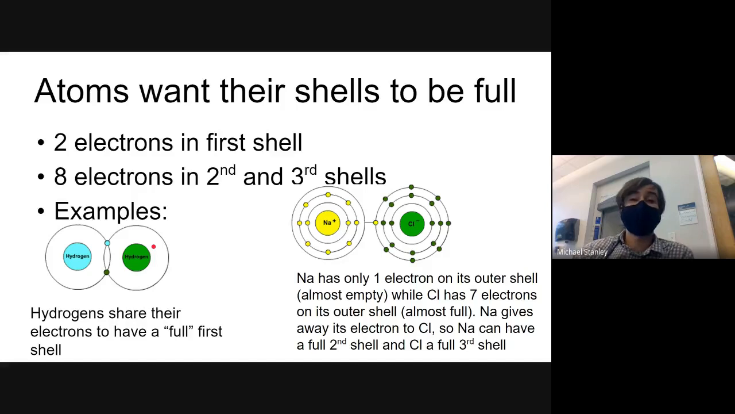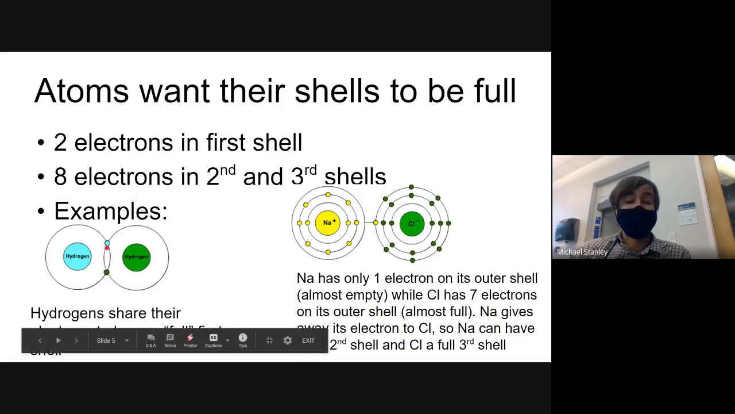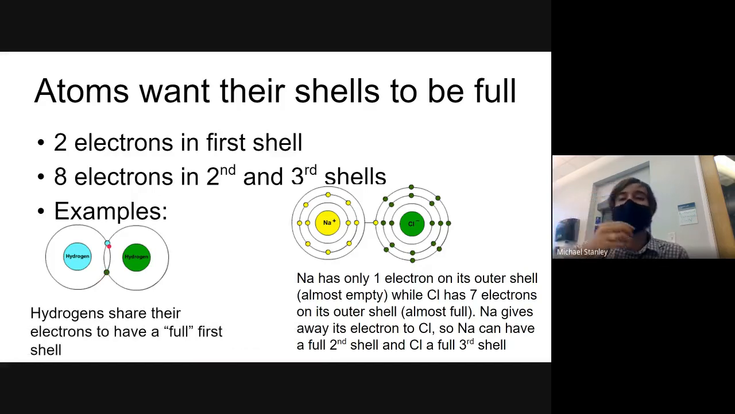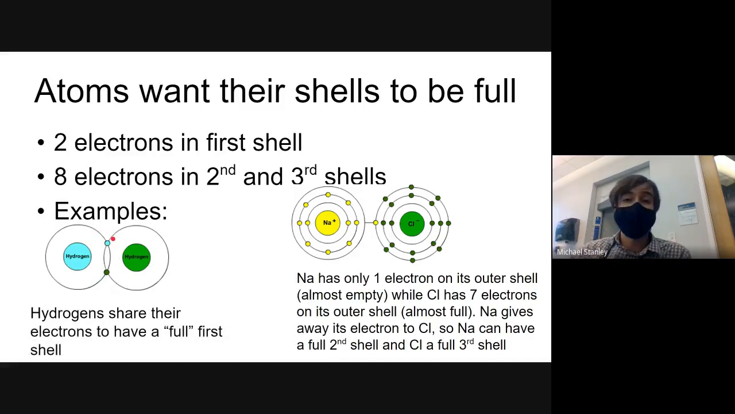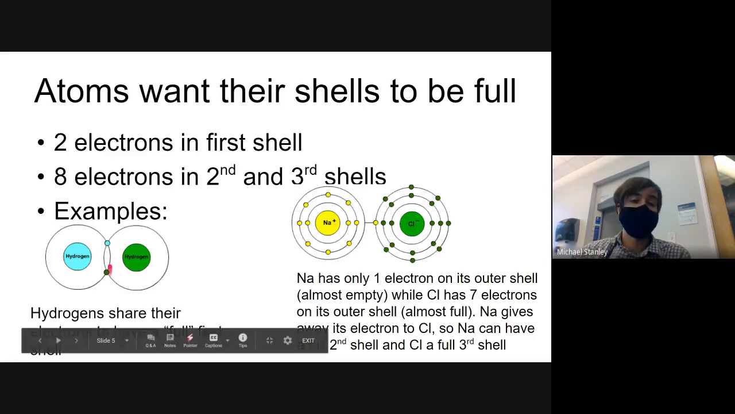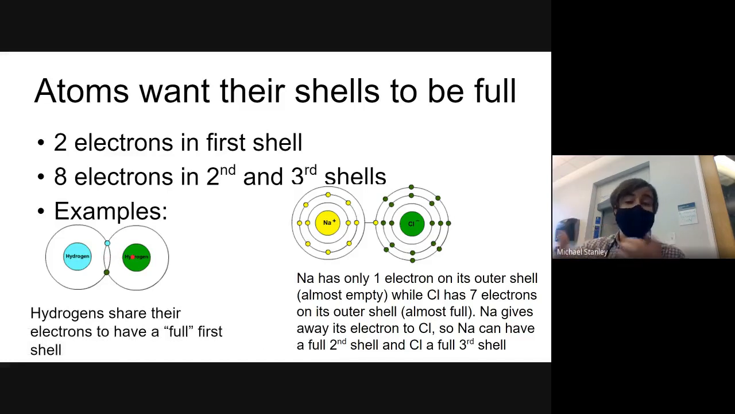Some basic examples of ways that they do this, that we're going to be talking about a lot next week when we talk about making bonds between atoms, is that sometimes atoms will share their electrons with each other. So for example, the blue hydrogen is sharing its electron, and the green hydrogen is sharing its electron. Now when they both share these together, both of these atoms feel like they have a full first shell. They both feel like they have 2 electrons on that first shell, because they're sharing their one single electron with each other.